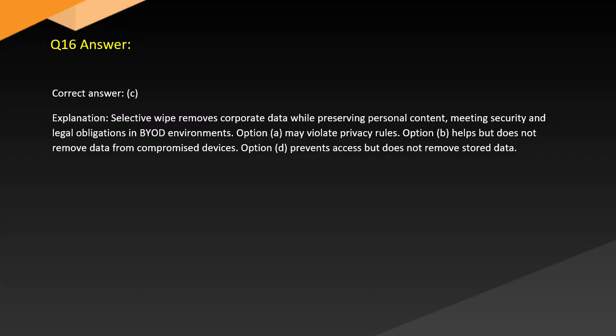Answer. Correct answer: C. Explanation. Selective wipe removes corporate data while preserving personal content, meeting security and legal obligations in BYOD environments. Option A may violate privacy rules. Option B helps but does not remove data from compromised devices. Option D prevents access but does not remove stored data.